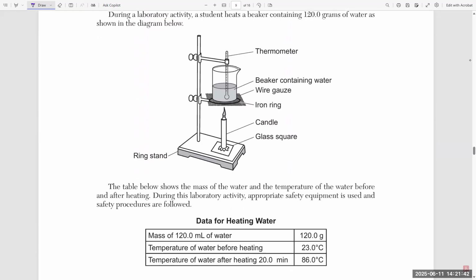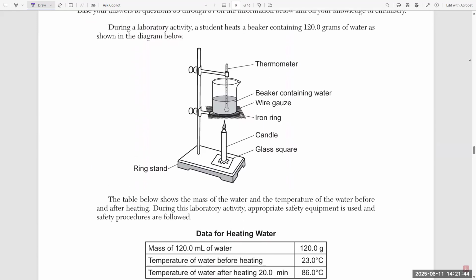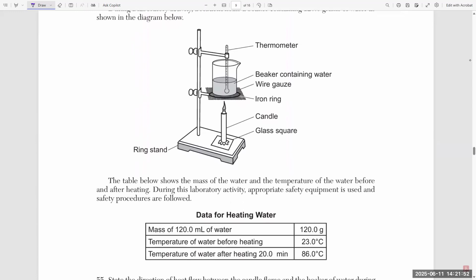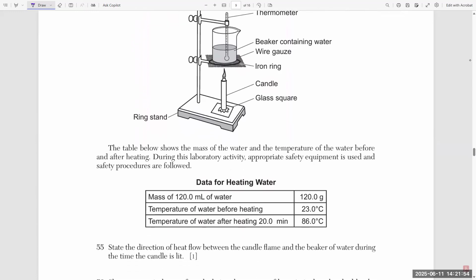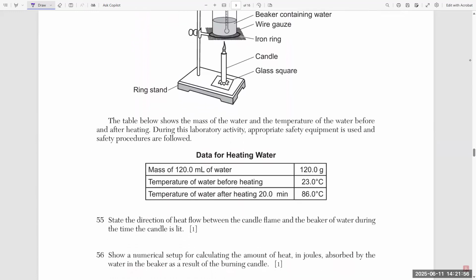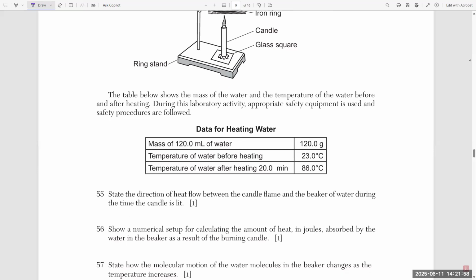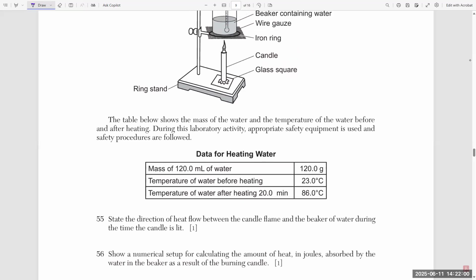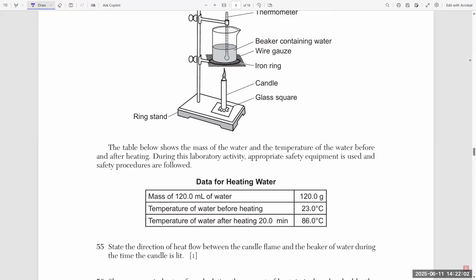During a laboratory activity, a student heats a beaker containing 120 grams of water as shown in the diagram below. The table below shows the mass of the water and the temperature of the water before and after heating. State the direction of heat flow between the candle flame and the beaker of water during the time the candle is lit. Again, this has nothing to do with the laboratory activity. It's just asking you, if you have a candle and a beaker, which direction does the heat go?